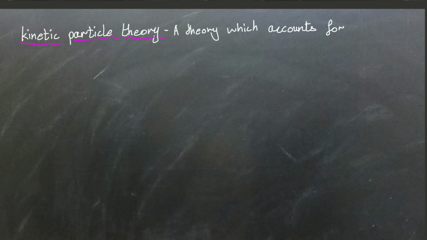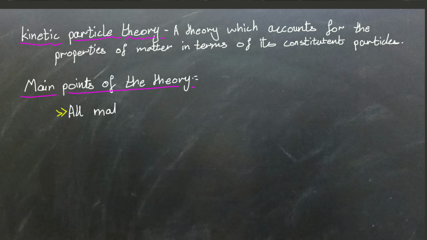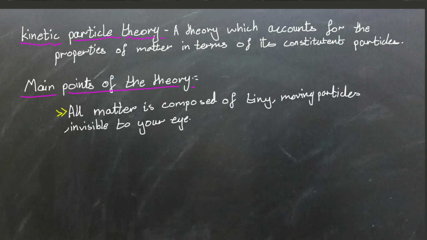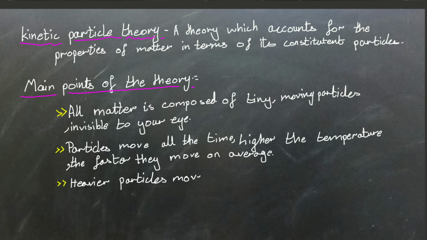Now, let's discuss the kinetic particle theory of matter. This theory explains the properties of matter in terms of its particles. The key points are: number 1, all matter is made up of tiny, moving particles, such as atoms, molecules, or ions, which are invisible to the naked eye. These particles are in constant motion. The higher the temperature, the faster they move on average. Number 3, at a given temperature, heavier particles move more slowly than lighter ones.